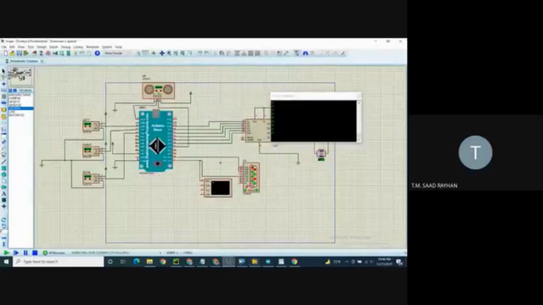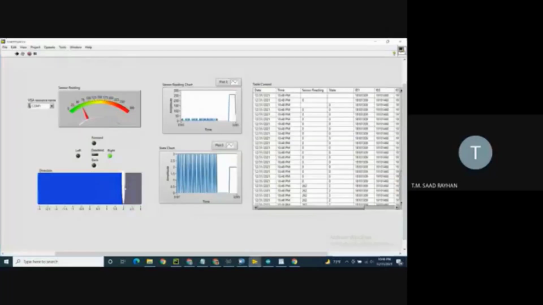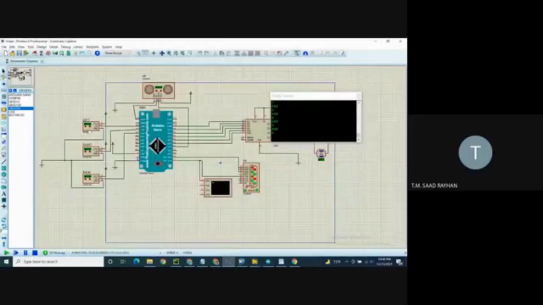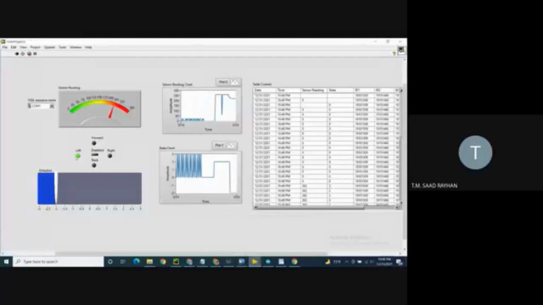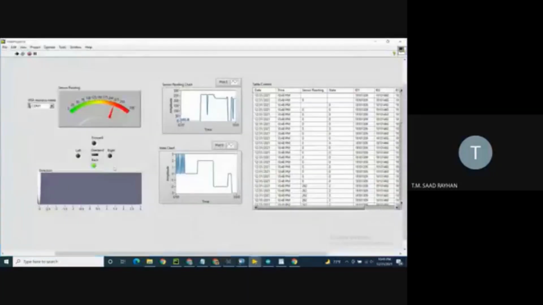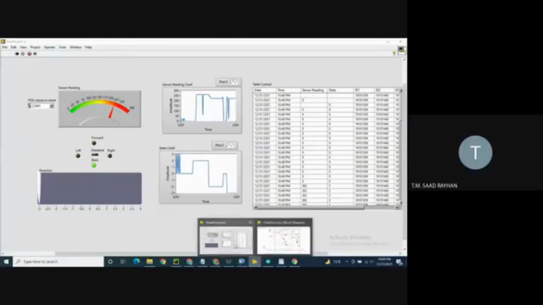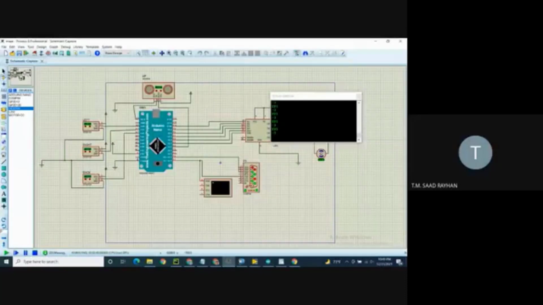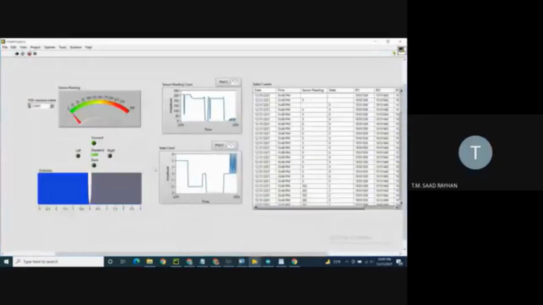And when we change the value, like if we increase the value of right, then we can see the robot is moving right. And if we increase the value of left, then we can see the robot is moving left. And when we increase the value of back, we can see the robot is moving back. And when we increase the value of up, then we can see the robot is moving forward. Thank you so much.